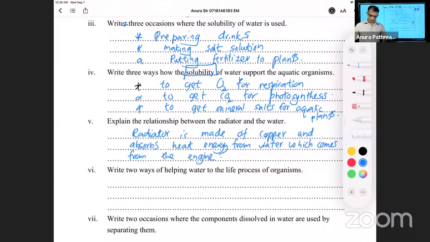The gasket. Radiator is like a paragraph. That's explained, you know. Radiator is made of copper and absorbs heat energy from water which comes from the engine. Gasket.